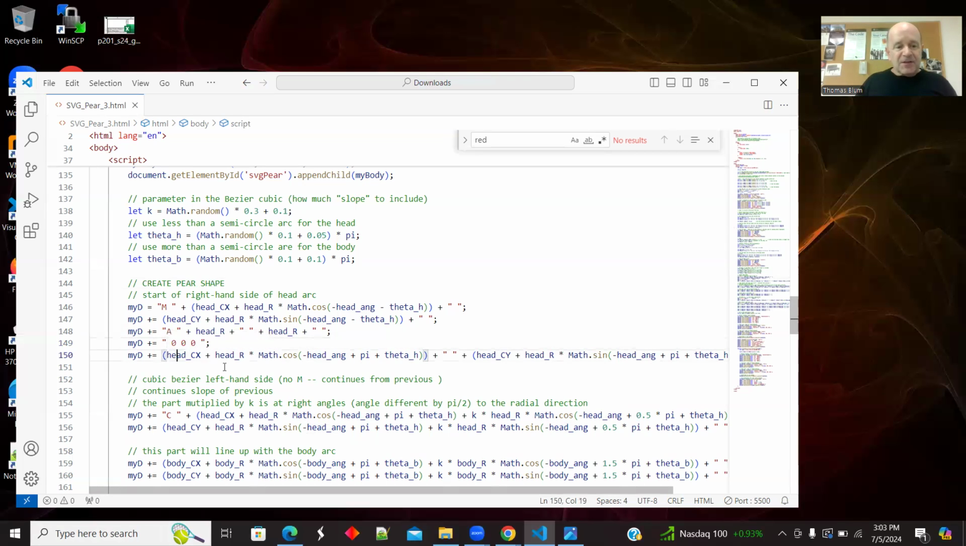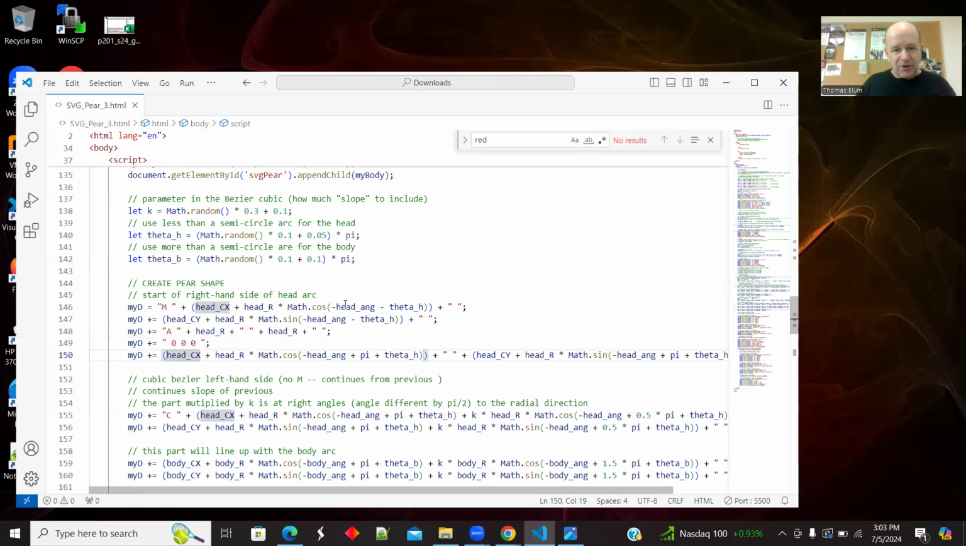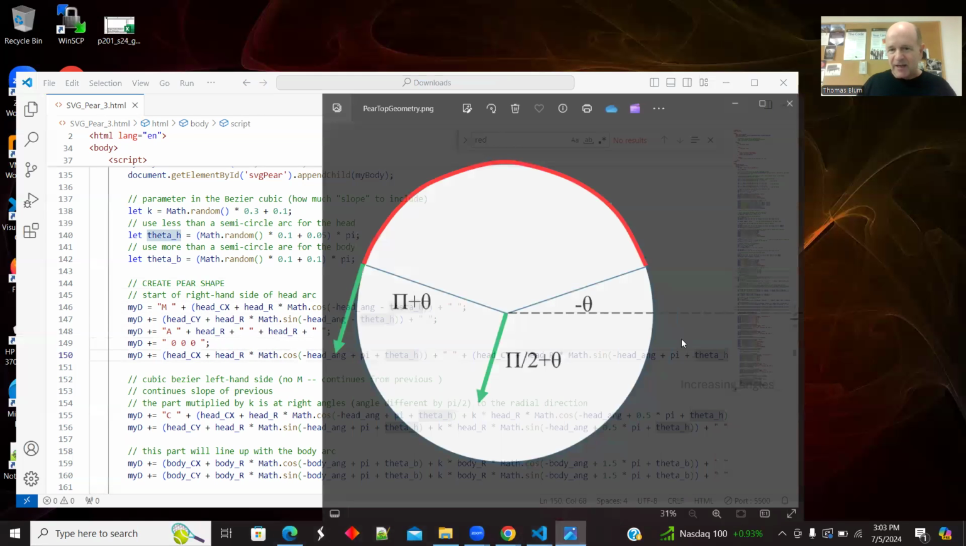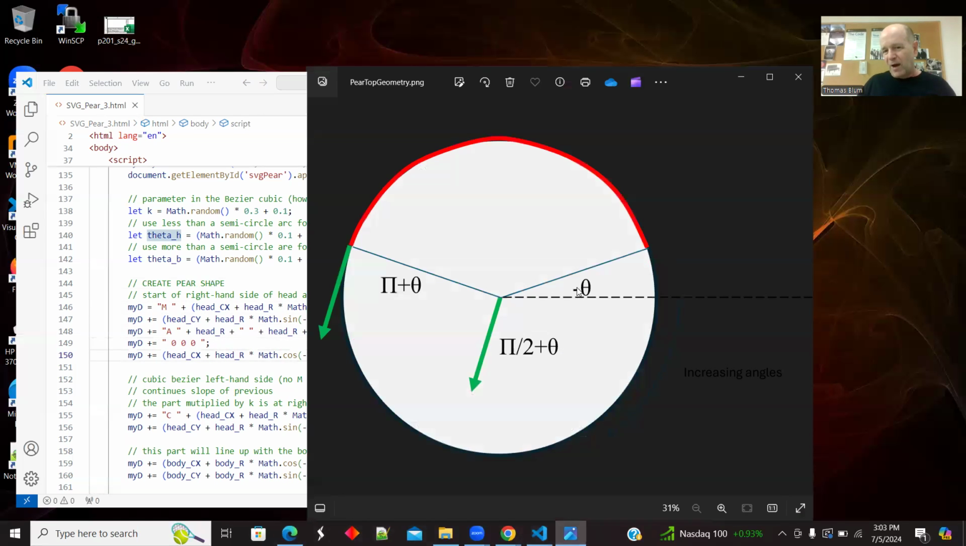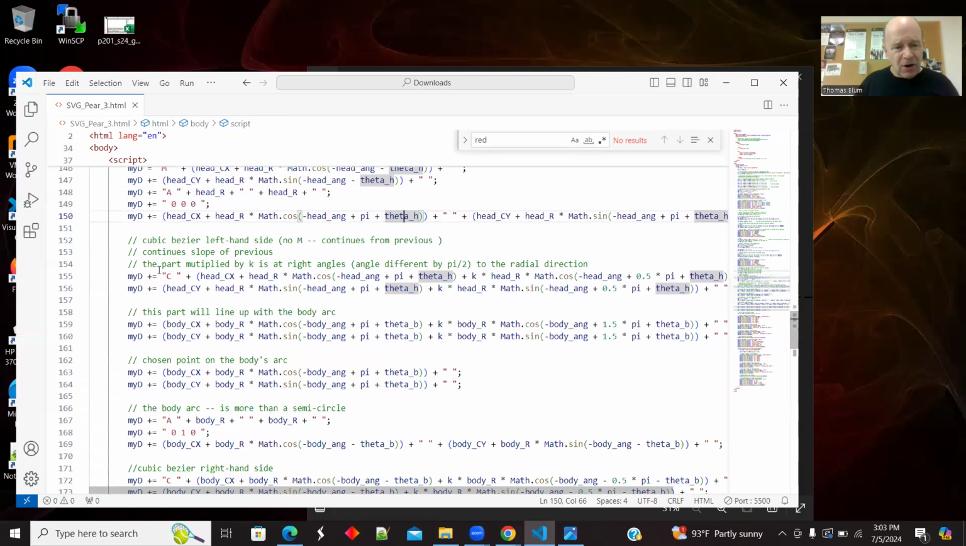And then this is my ending point. And so I started over here, minus theta, and then here was my pi plus theta, but then everything with the head angle. And that's what I was showing again in this picture. I'm going from minus theta over to pi plus theta, and that is that. So here's minus theta, here's pi plus theta. That is the top of the head. Okay. Now I carry on.